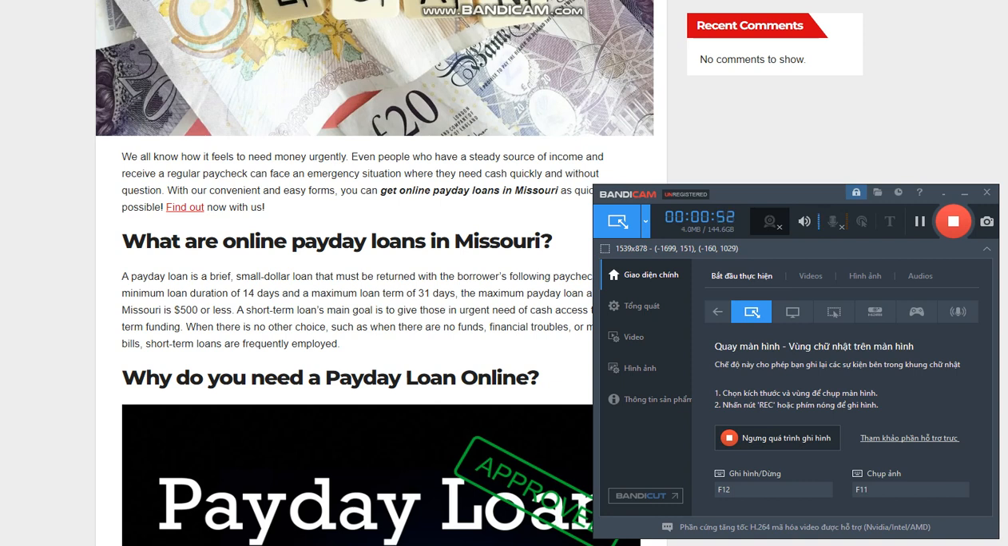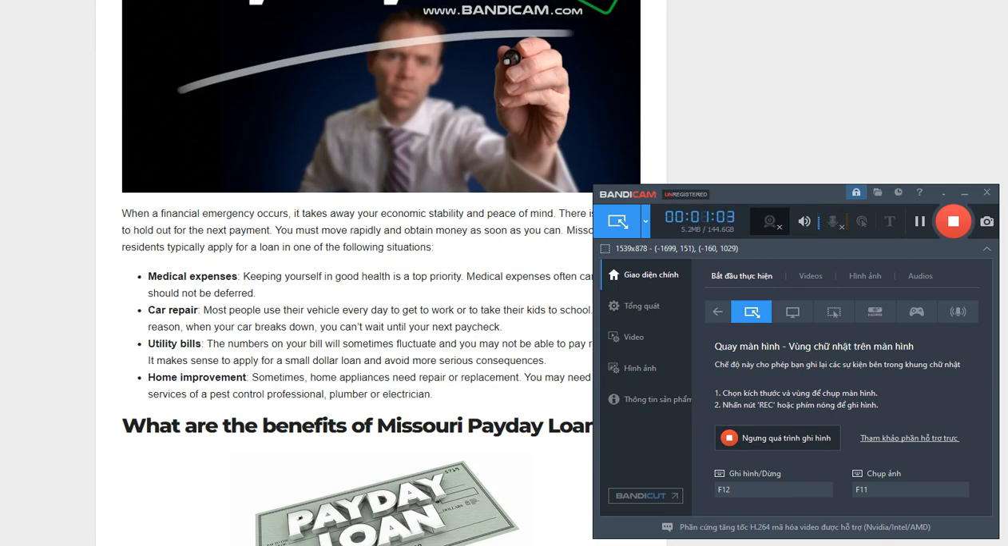A short-term loan's main goal is to give those in urgent need of cash access to short-term funding when there is no other choice, such as when there are no funds, financial troubles, or medical bills. Short-term loans are frequently employed. Why do you need a payday loan online? When a financial emergency occurs, it takes away your economic stability and peace of mind. There is no time to hold out for the next payment. You must move rapidly and obtain money as soon as you can.